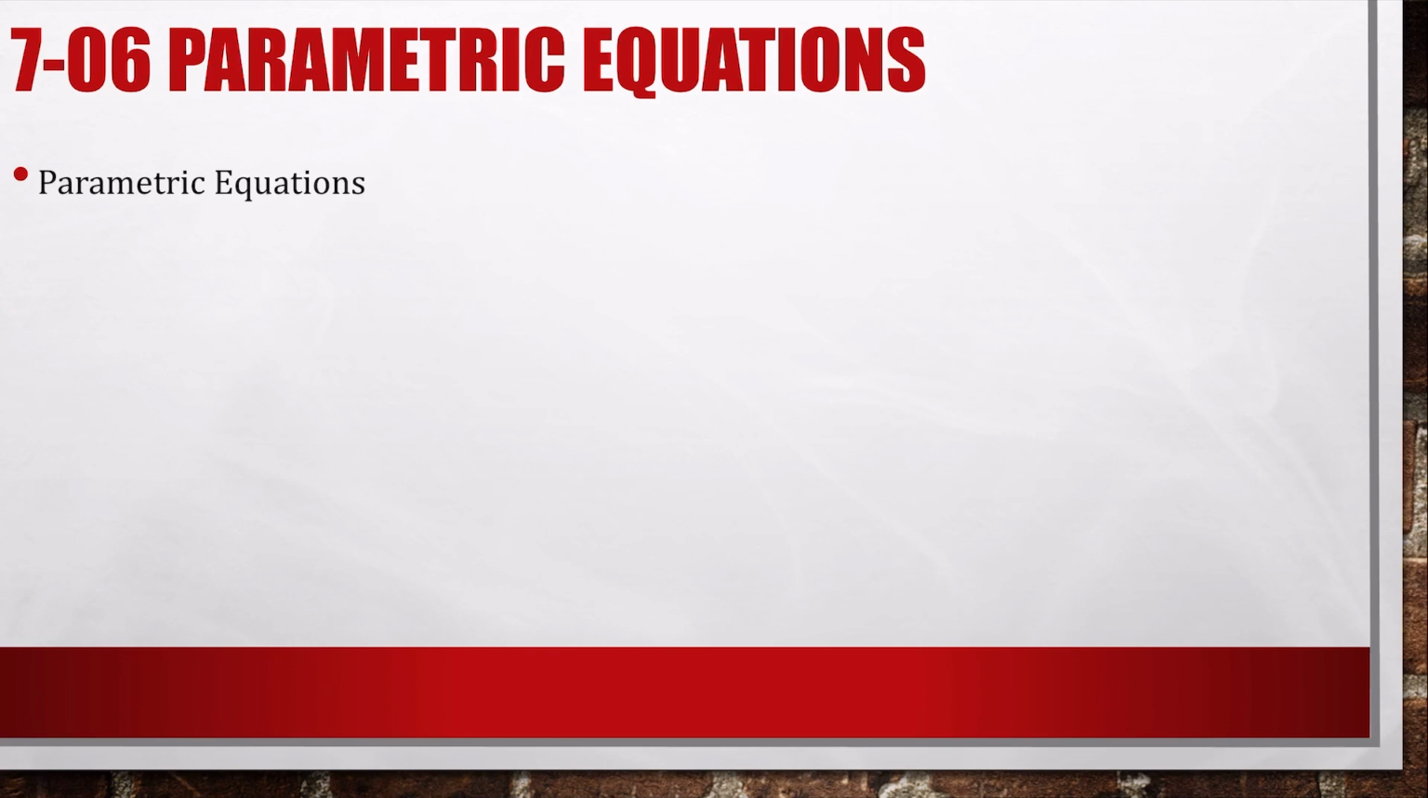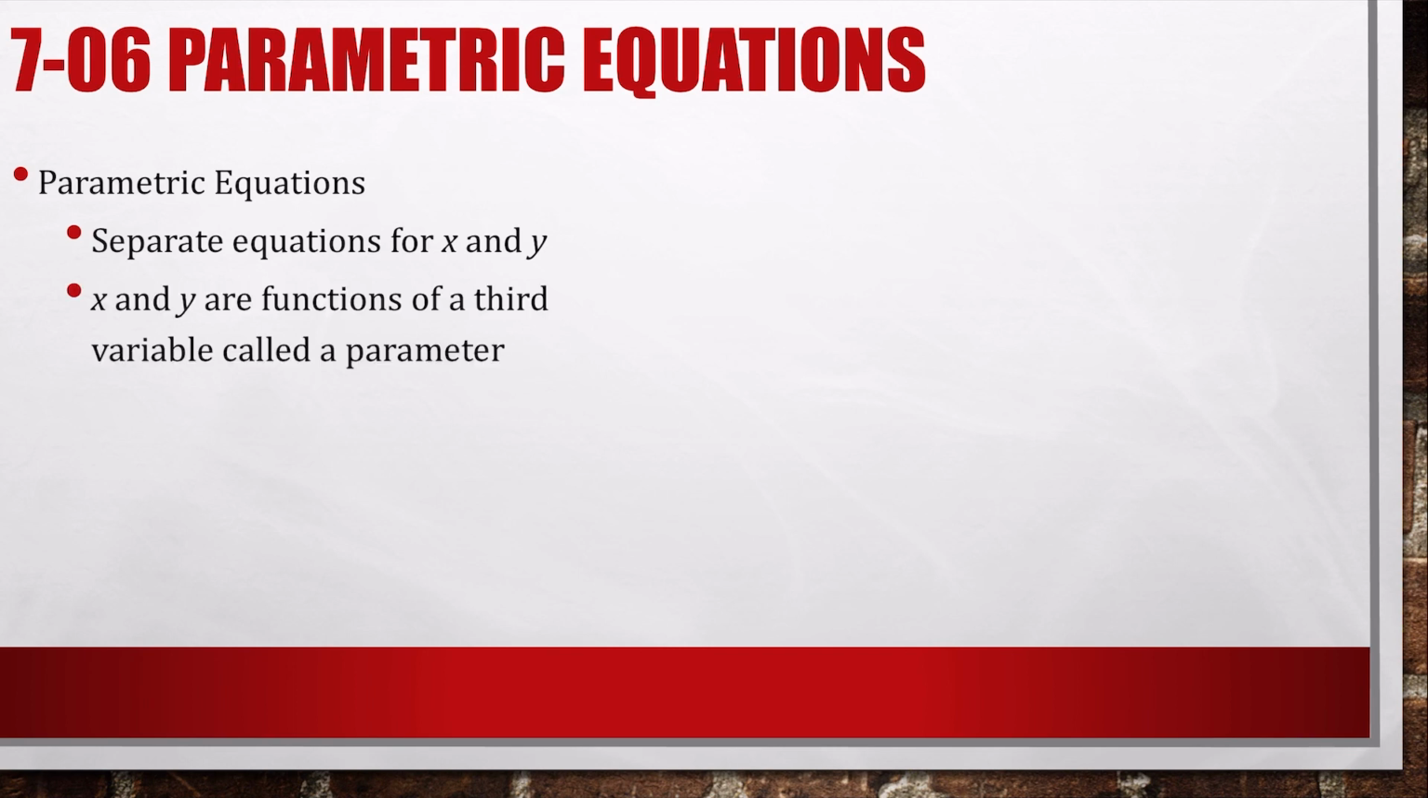Parametric equations are equations that have separate equations for x and y, where x and y are functions of a third variable called a parameter, such as this one. Notice x is a function of t, and so is y. So in this case, t is the parameter.